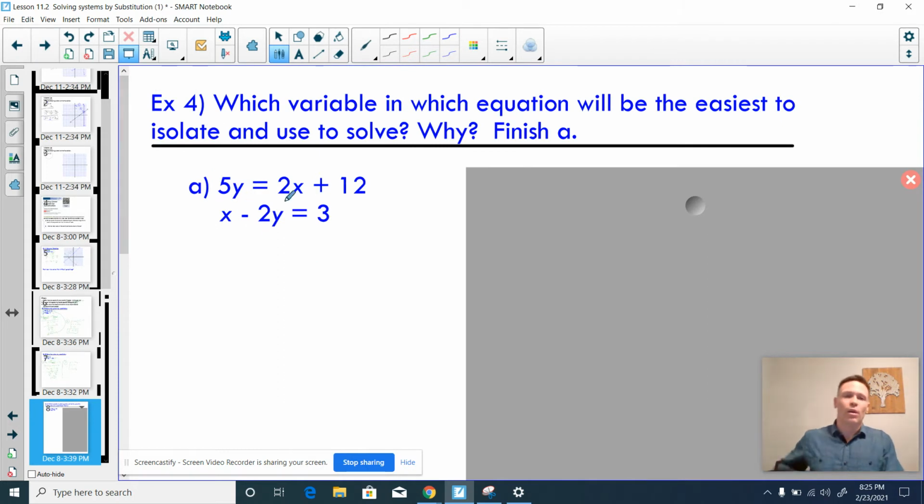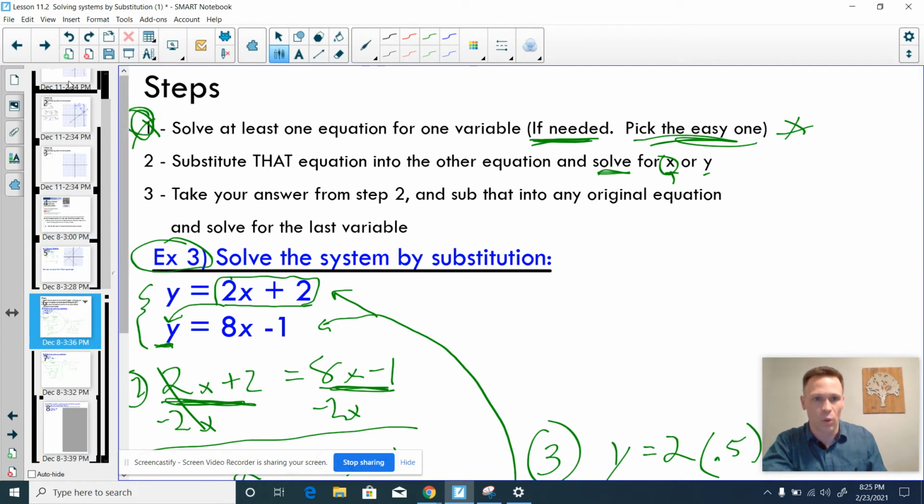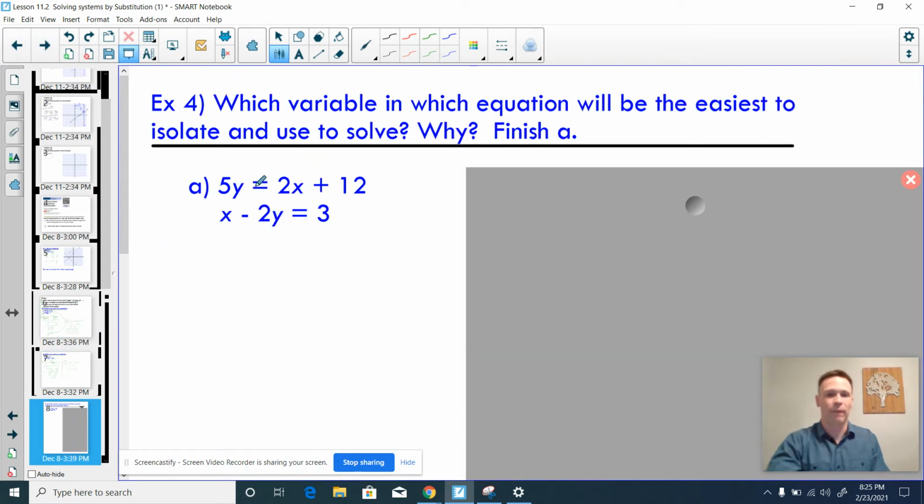All right. So example 4: which variable in which equation will be the easiest to isolate and solve for? So these are examples where you actually have to solve an equation for a variable to start. So basically, we have to do step 1 in these next examples here.